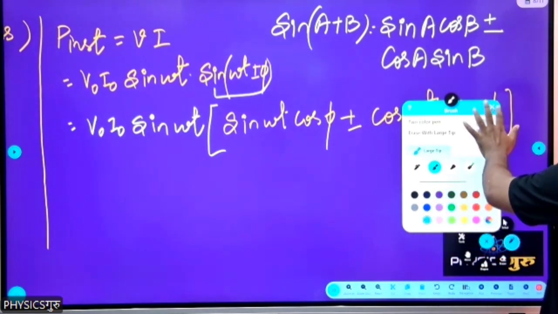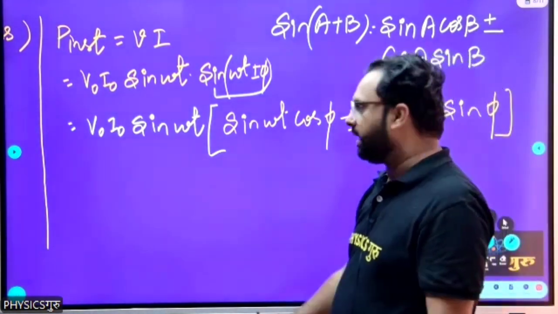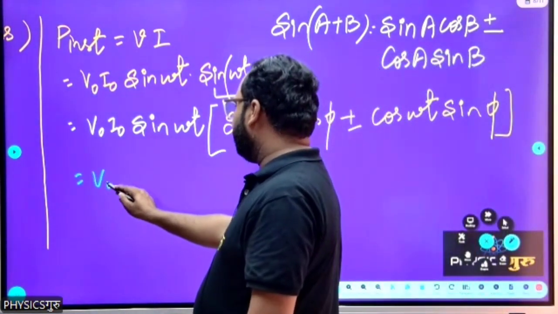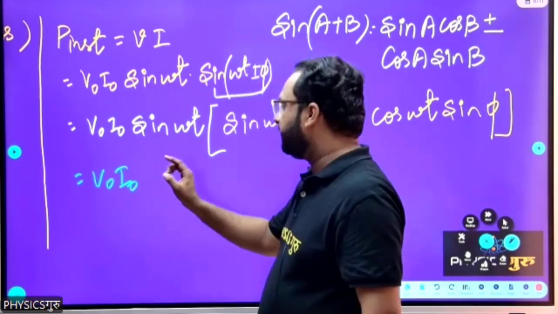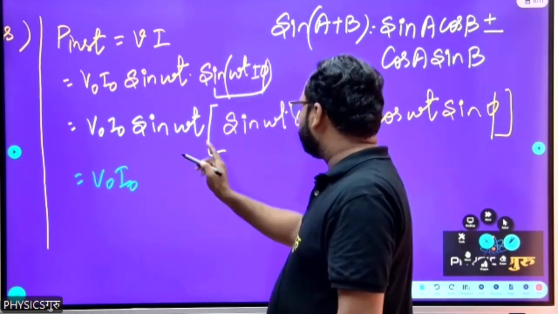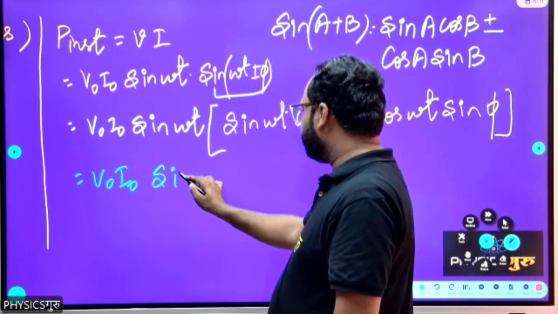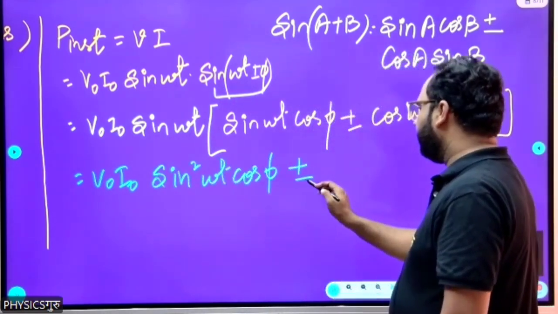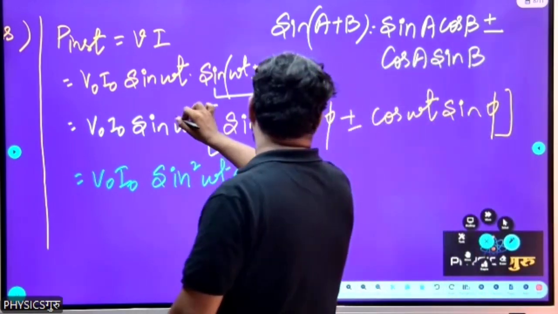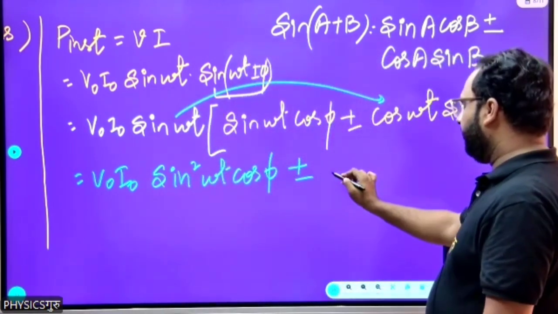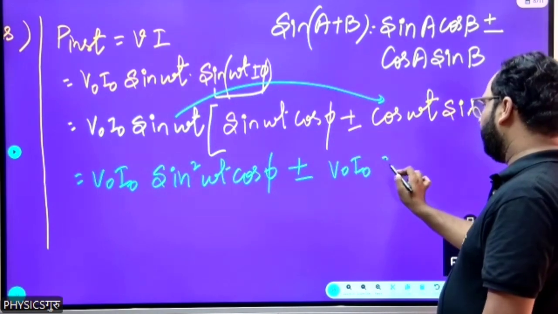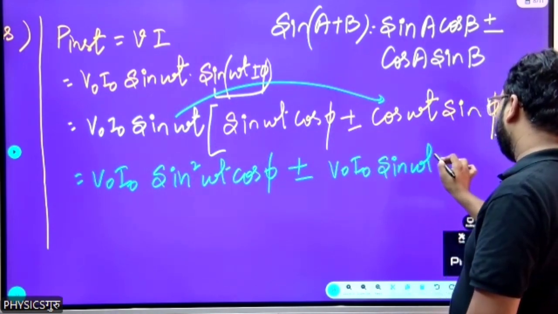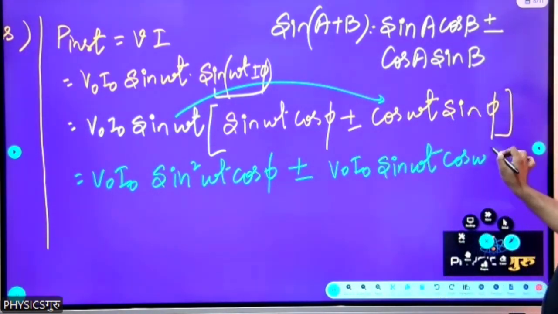So once you remove the bracket, you need to multiply these terms inside the bracket, right? So V naught I naught, we are just multiplying this part. So sine omega t into sine omega t is nothing but sine square omega t cos phi plus minus. Now multiply this term with the cos term. So we have V naught I naught sine omega t cos omega t sine phi. I hope the concept is clear.